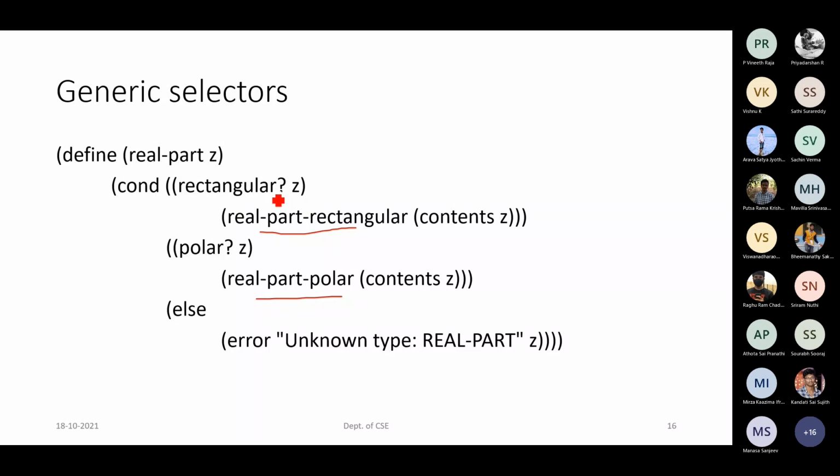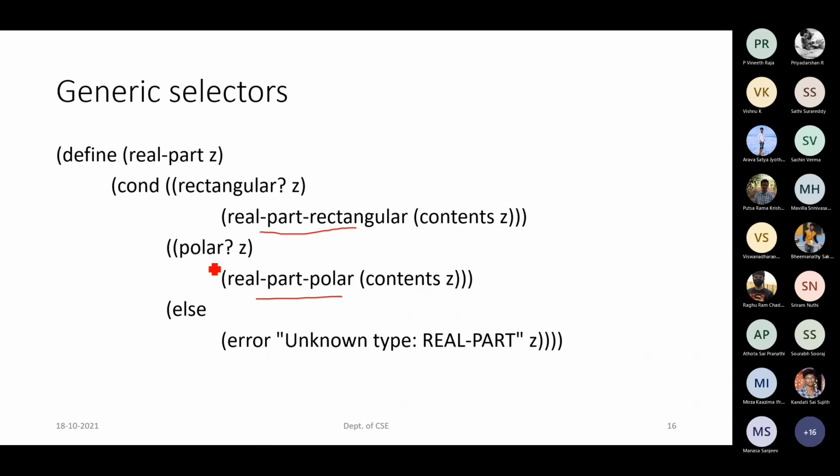So the procedure which we have defined just now, we have rectangle question mark. By passing the Z, it will extract the first content of your complex number and verify if it is EQ with rectangle tag, that is rectangle name. If it is so, then we will be calling the real part of rectangular with the complex number, which will be nothing but contents of Z.